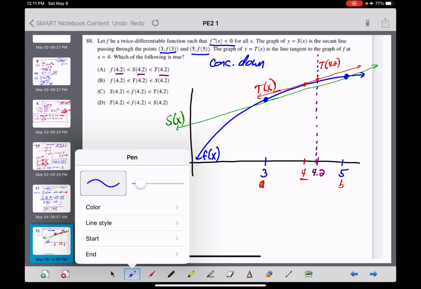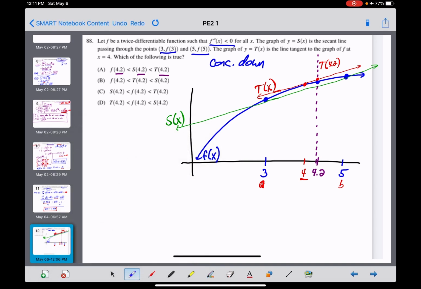Followed then as I go down by, boy, this is going to get crowded, that value right there is going to be f of 4.2. And then on the bottom of this whole mess, the lowest one it looks like we're going to have is the secant value. So that would be s of 4.2. So it looks to me like they've got this in ascending order. S of 4.2 would need to come first, followed by f of 4.2, and lastly t of 4.2 would actually be the greatest. So I'm inclined to say right here that my answer for 88 is C.